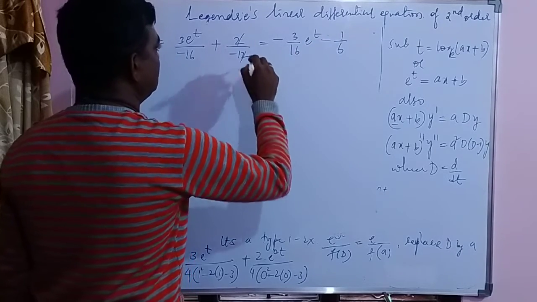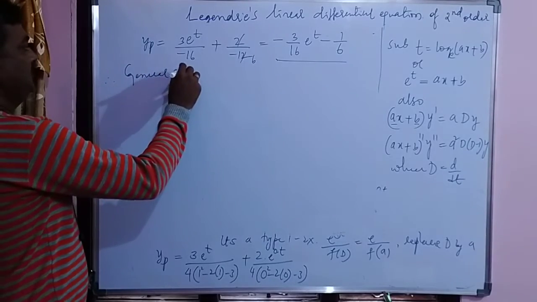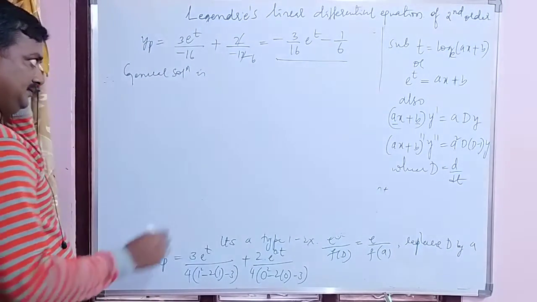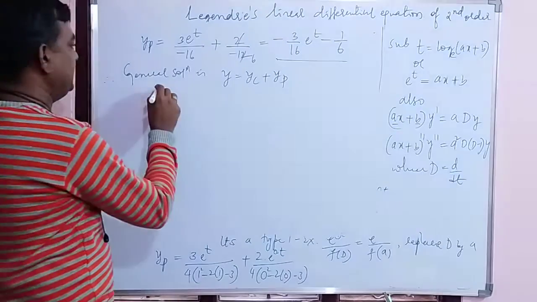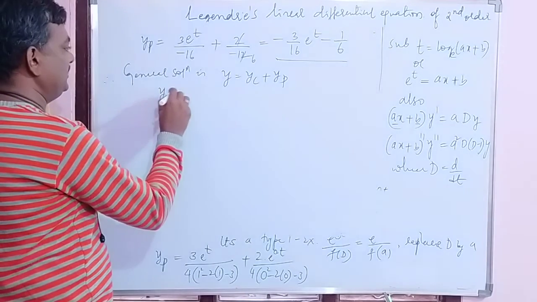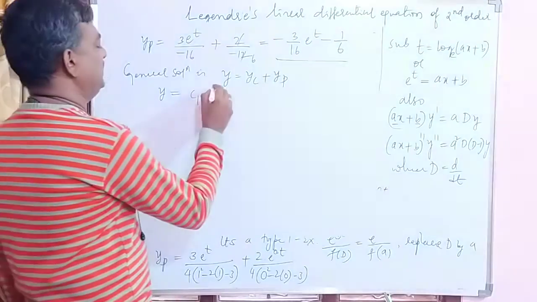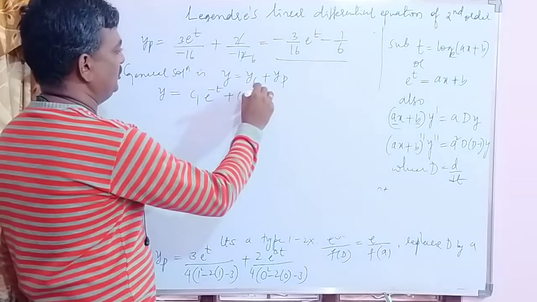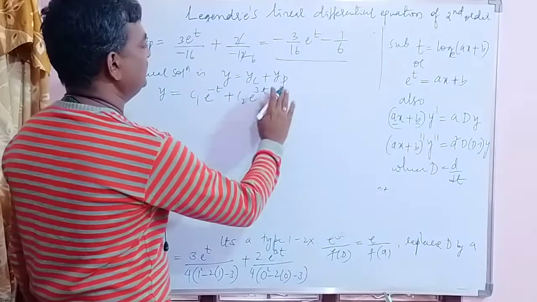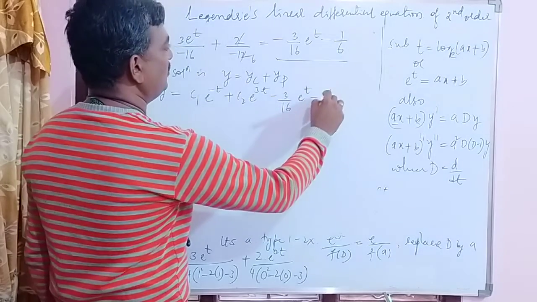2 ones are 2, 6. So this is yp. So finally, the general solution is y is equal to yc plus yp. What is yc, students? C1 e raised to, roots are 3 and minus 1, so e raised to minus t plus C2 e raised to 3t. Yp value is minus 3 by 16 e raised to t minus 1 by 6.